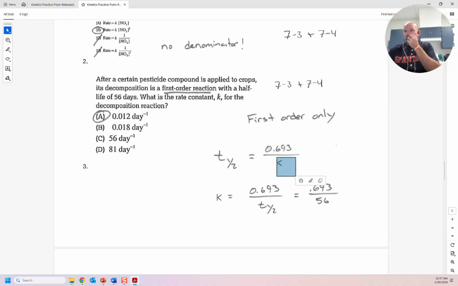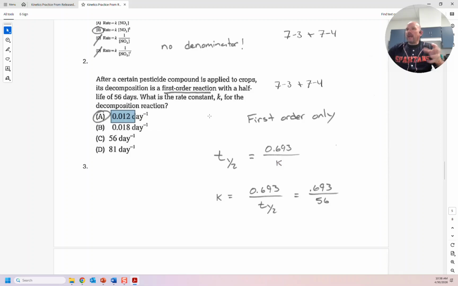So that's what we're going to do. We plug in the half-life where it says T1 half. That's the thing that means half-life. We plug in the 56 days into the half-life, and then we solve for K. Now, K comes out to be a value of 0.012.